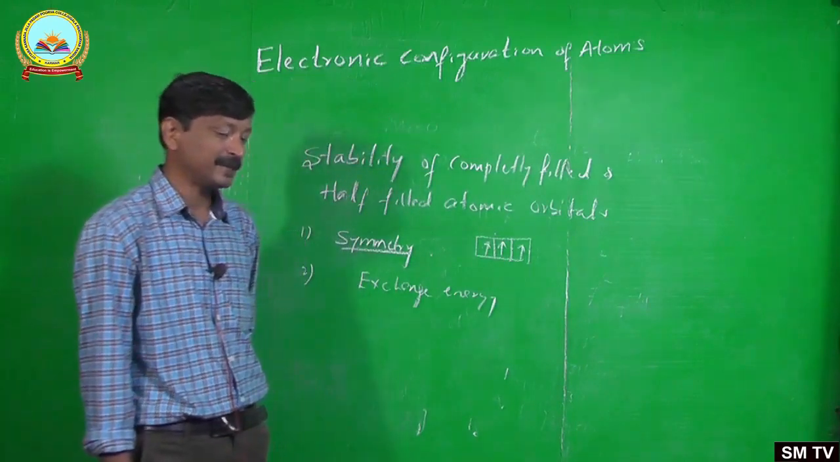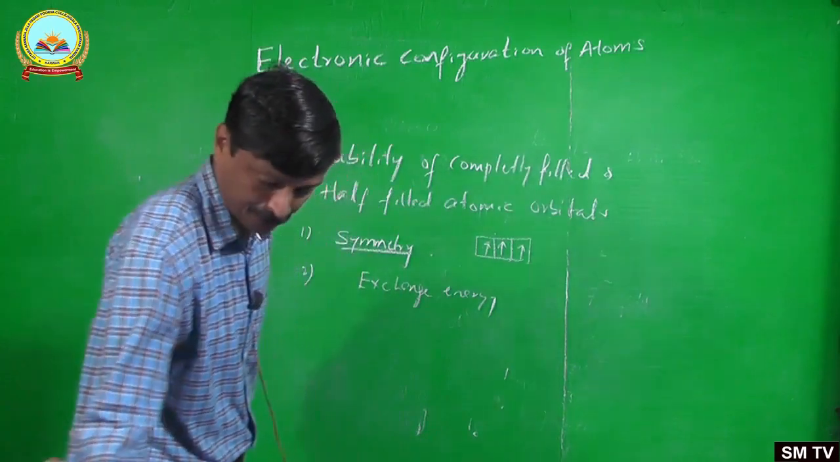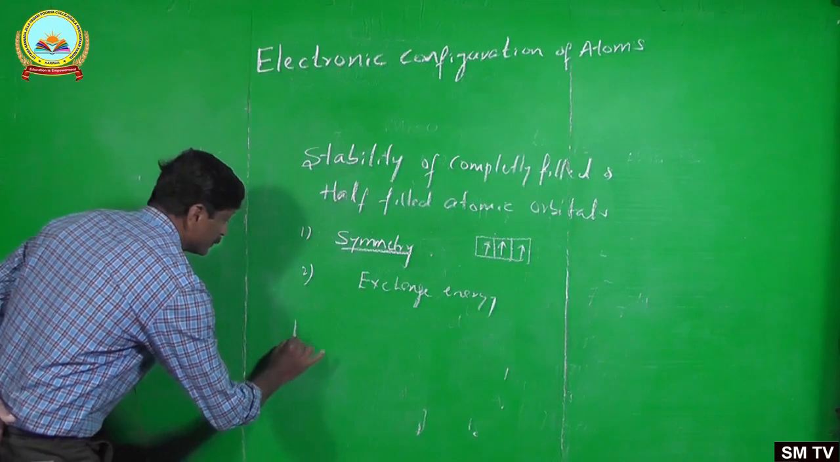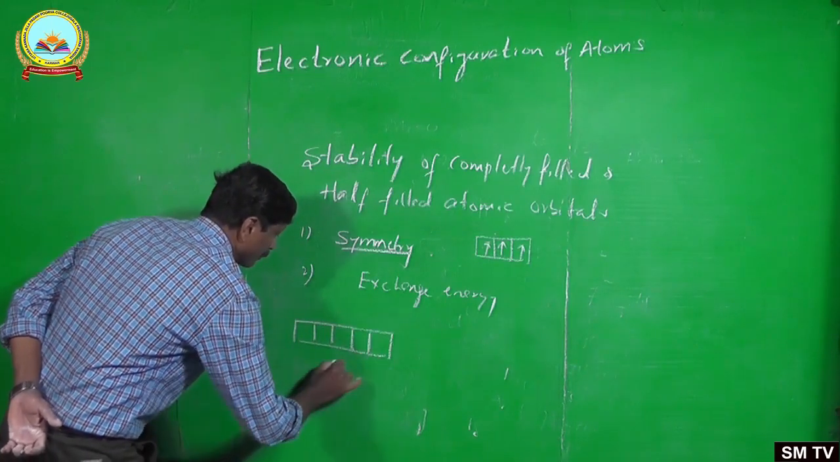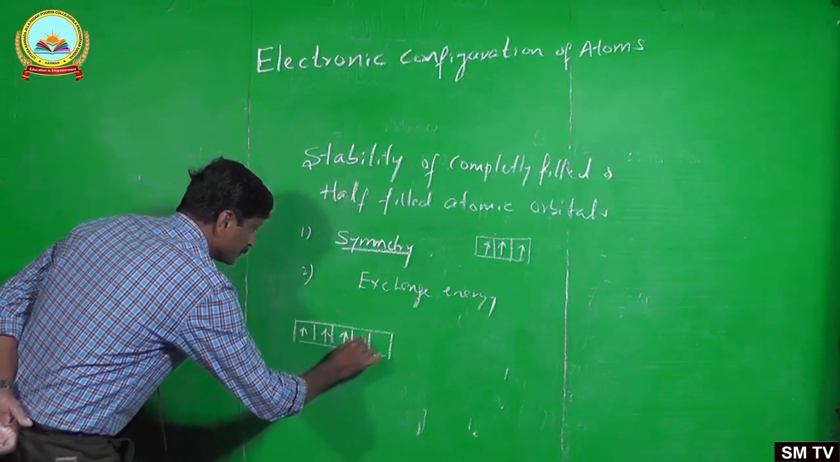Exchange energy. What is this exchange energy? We shall discuss this exchange energy by taking a d5 configuration. Here, d5 means each orbital has a single electron, d5 configuration. One like this.